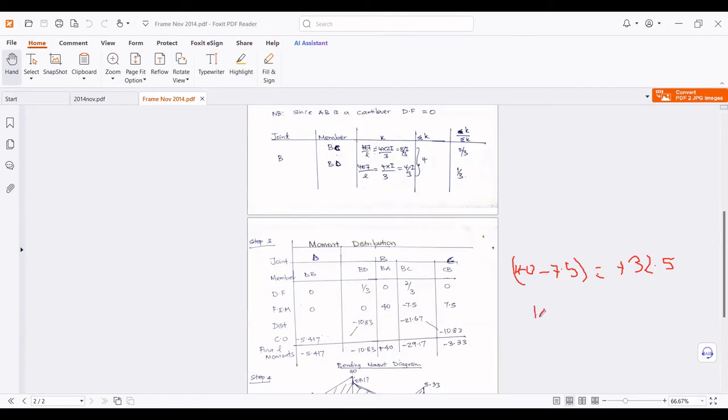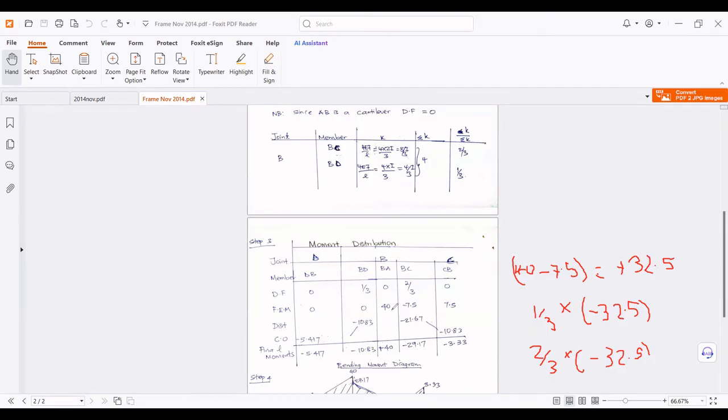So the first one will be a third multiplied by the balancing moment, negative 32.5. So if you get that, you get negative 10.83. Again, if you do 2 over 3 multiplied by negative 32.5, you'll get negative 21.67. The next thing you do is now the carryover. So half of this comes to this end, and half of this comes to this end.